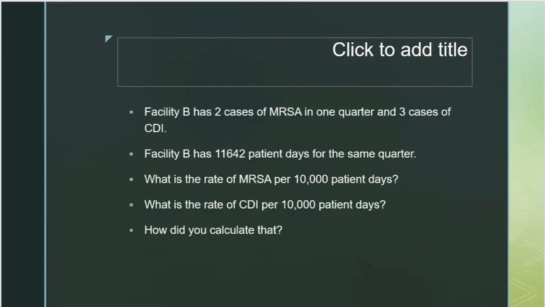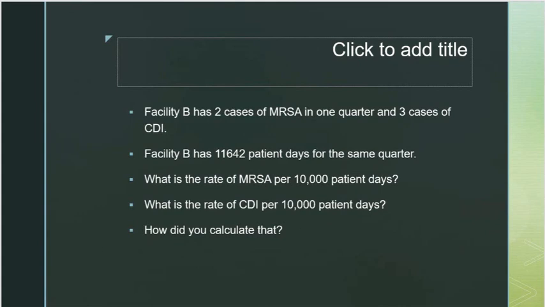Facility B, a new facility, has 2 cases of MRSA in 1 quarter and 3 cases of CDI, C. difficile. And they have 11,642 patient days for the same quarter. So they've got more patient days than the last facility. It's probably a bigger facility. What is the rate of MRSA per 10,000 patient days? And what is the rate of CDI per 10,000 patient days? And how do you calculate them? You don't calculate them together. You calculate them separately.